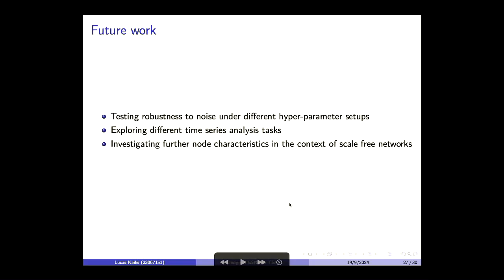And in terms of future work, it would be interesting to see how adding noise to the signals impacts the ability for the signal distinction task to be conducted, and how changing the hyperparameters might impact upon that. And again, looking at it in the context of different time series analysis tasks beyond signal distinction. And then in terms of the scale-free networks, looking at other node characteristics apart from degree in determining how important certain nodes are, to help us with potentially removing nodes to aid in the computational efficiency that I discussed.